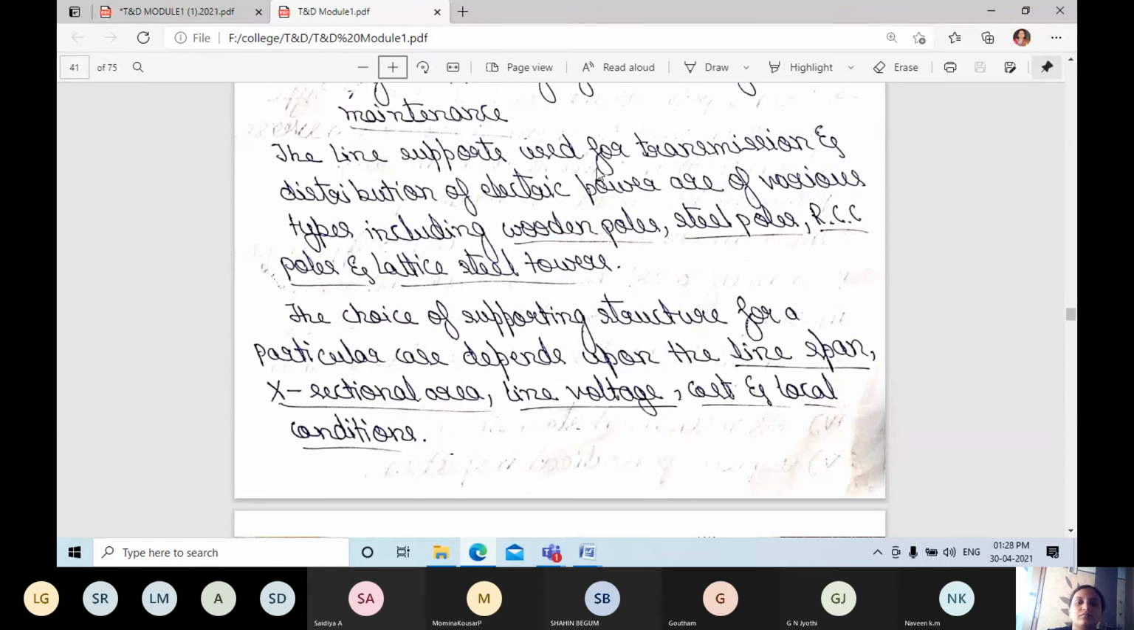Supporting structure. Here, the choice of supporting structure for a particular case depends on the line span, sectional area, voltage, cost and local conditions. By seeing these factors only, they will decide the supporting structure for a particular case.